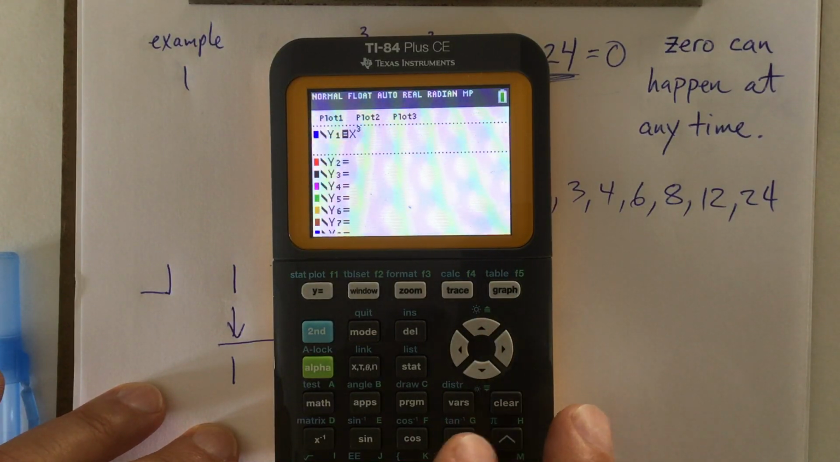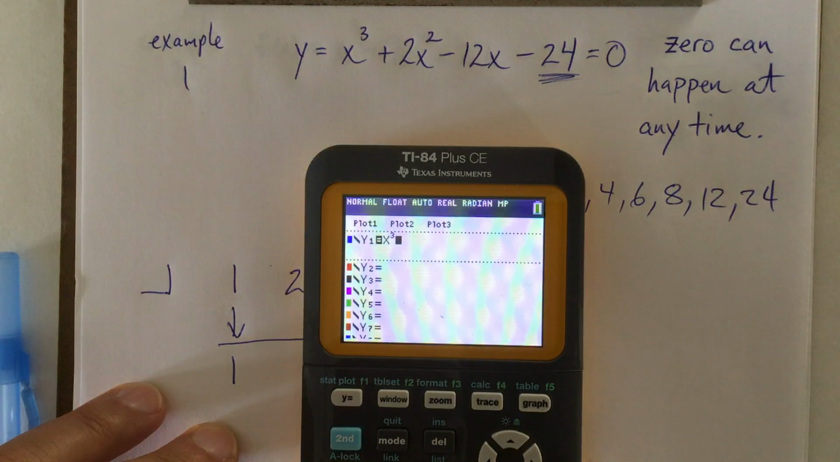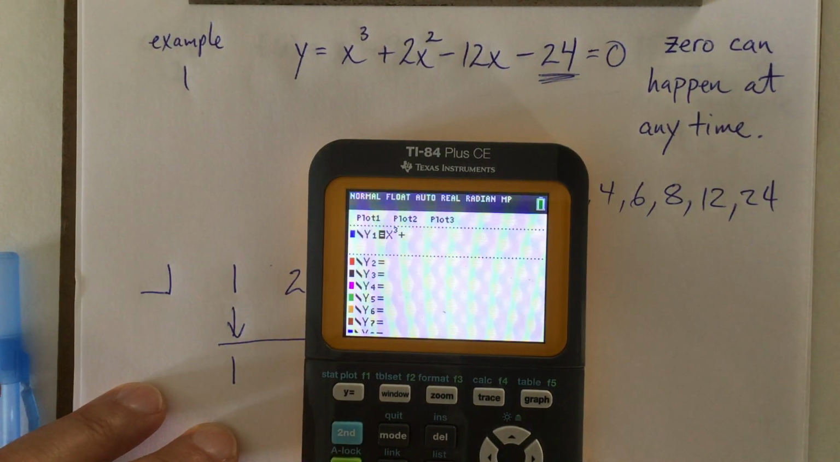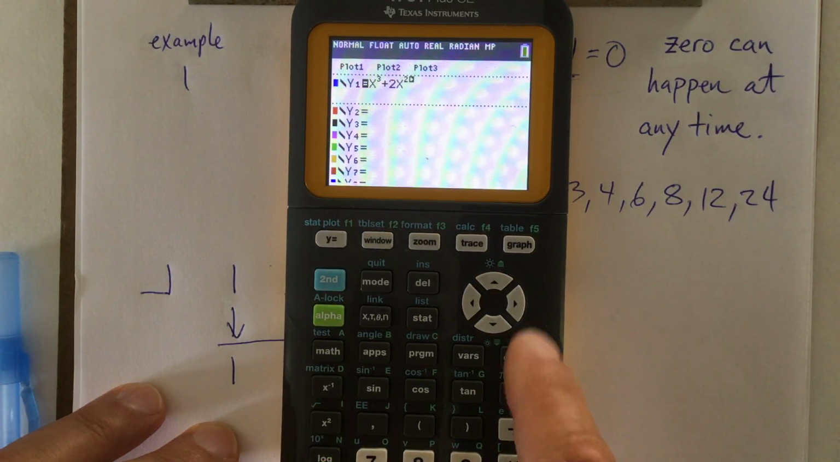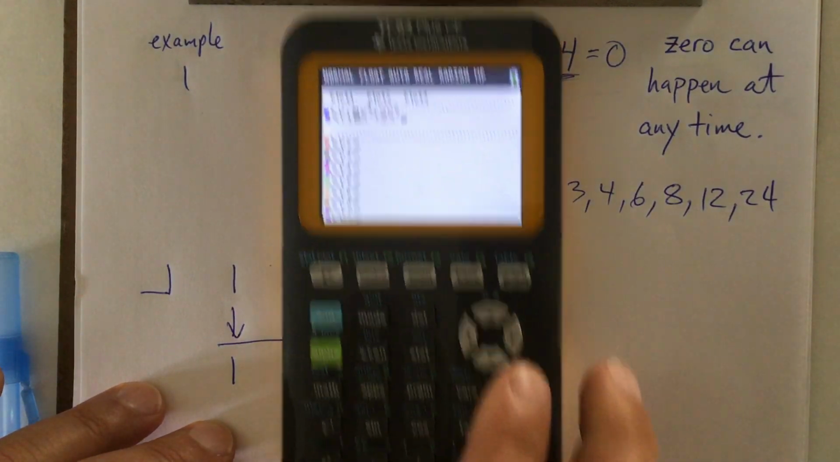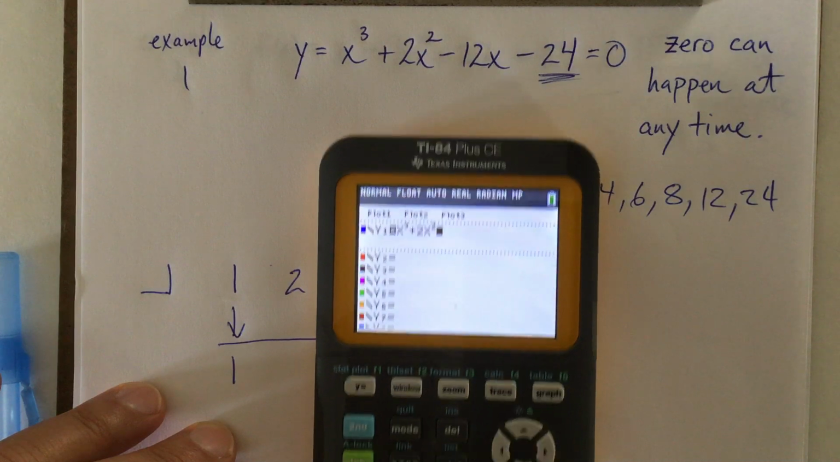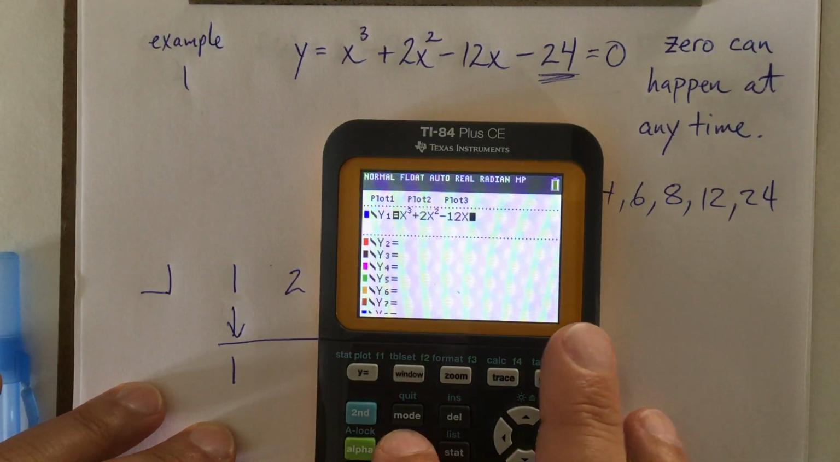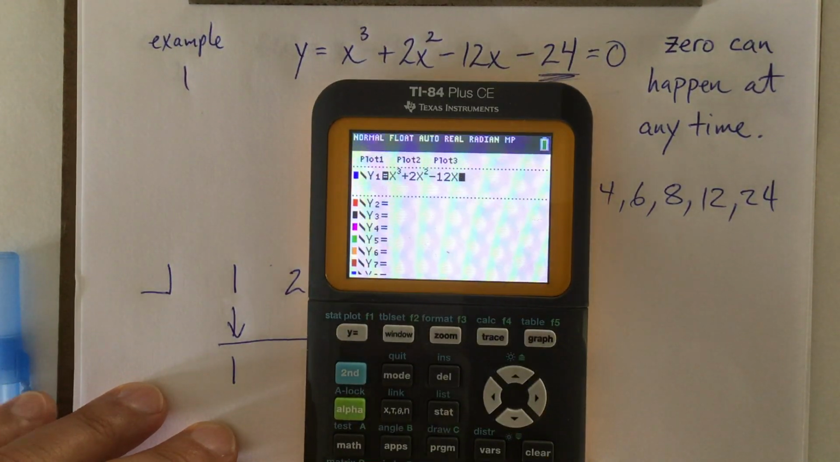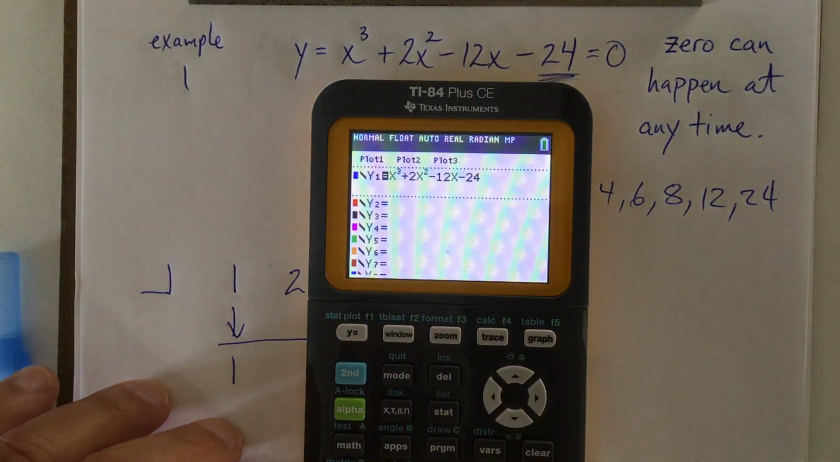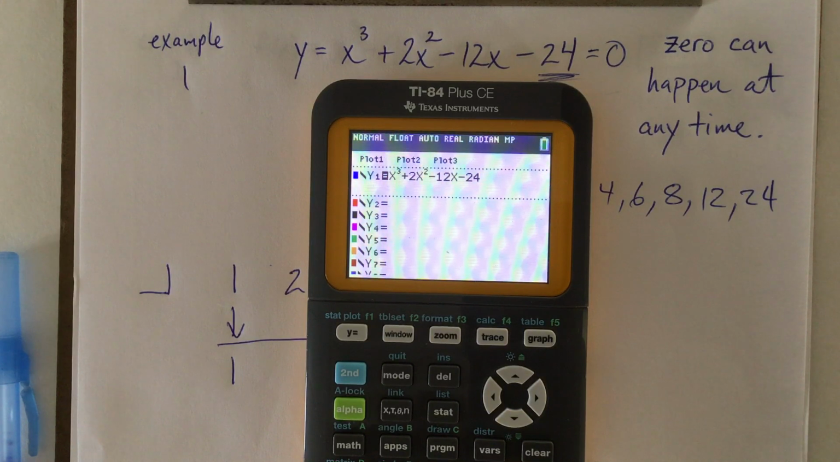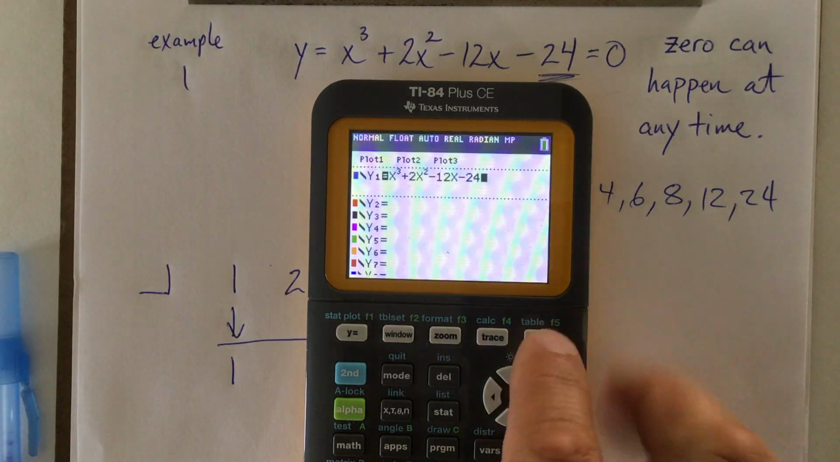Then I can continue. So x to the third plus 2x to the second. Then I side arrow to get it to jump down again. Minus 12x. And then what is it? Minus 24. And I have everything entered in. Please pause it if you have to. Double check. Make sure you and I have the same graph. And I'm going to hit graph.